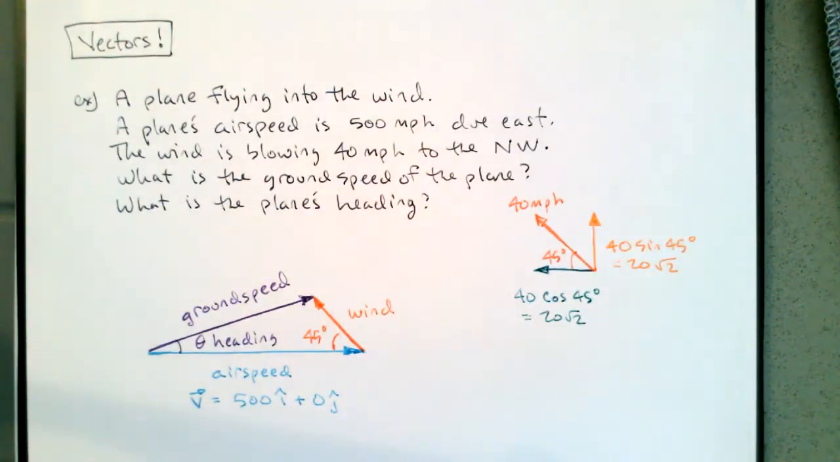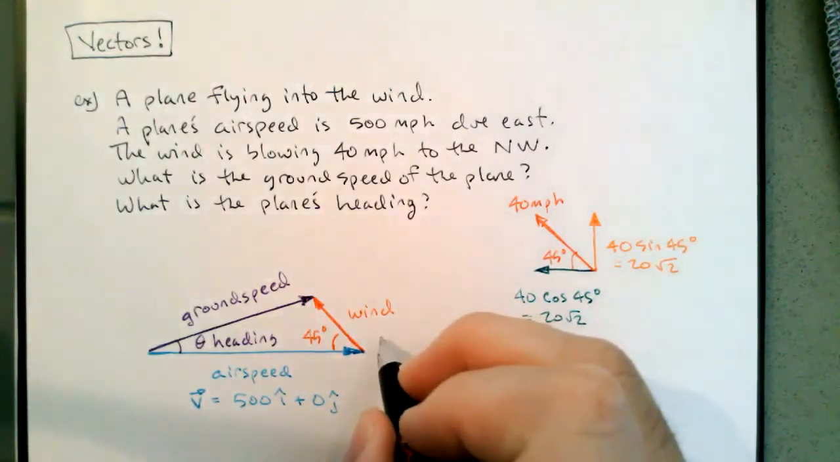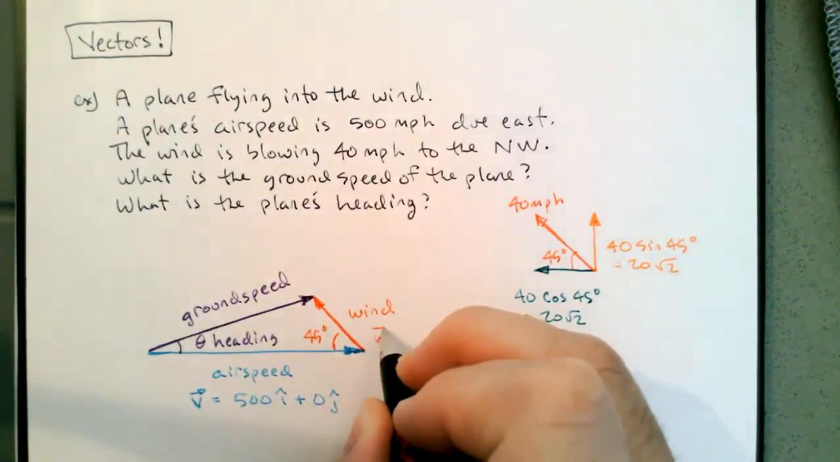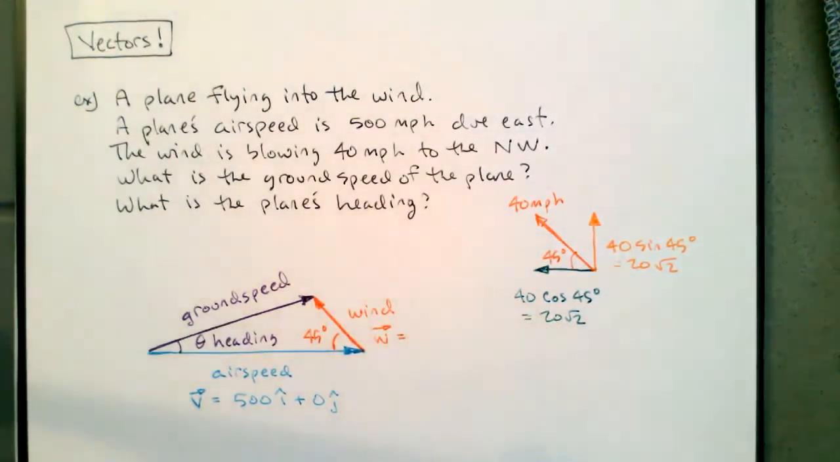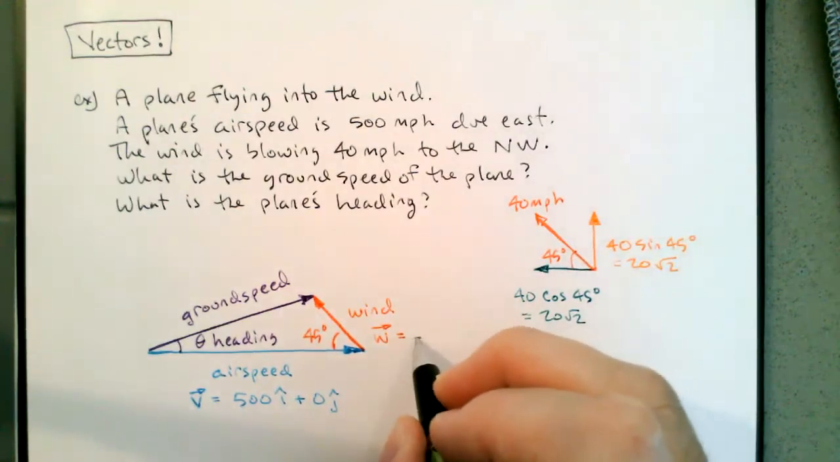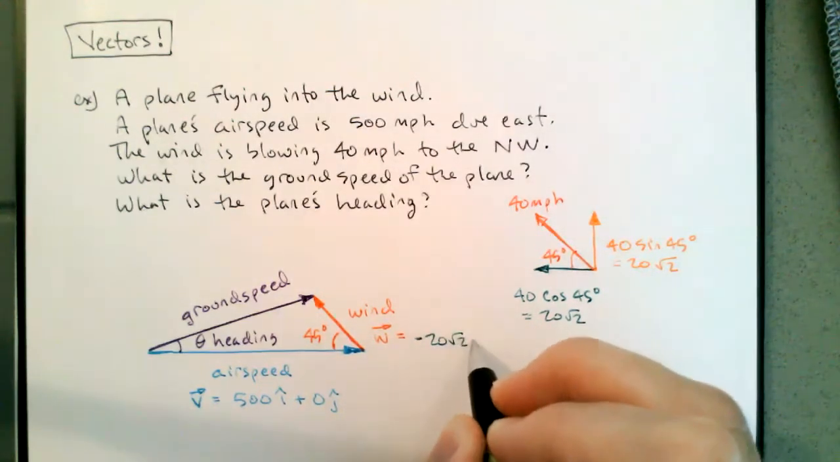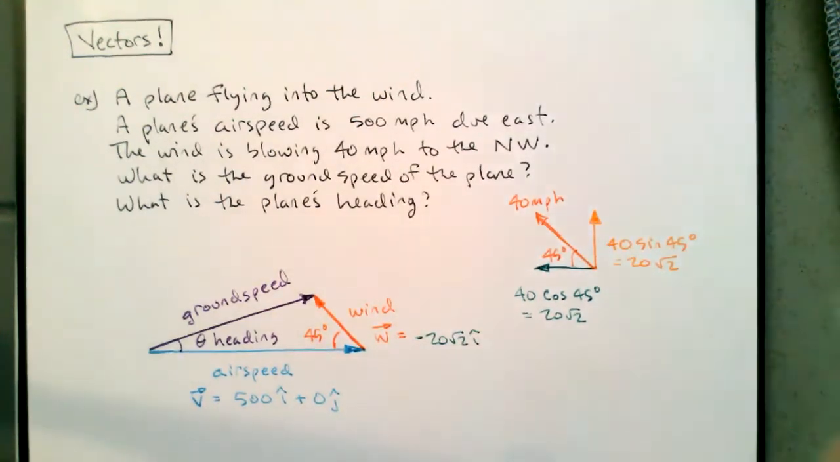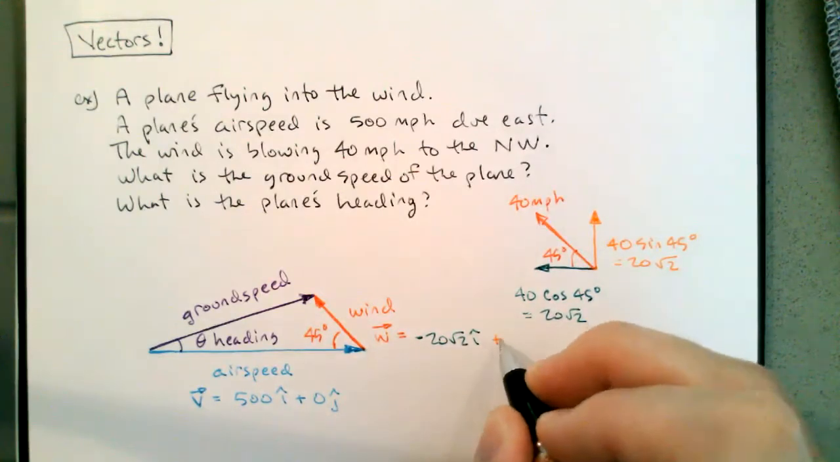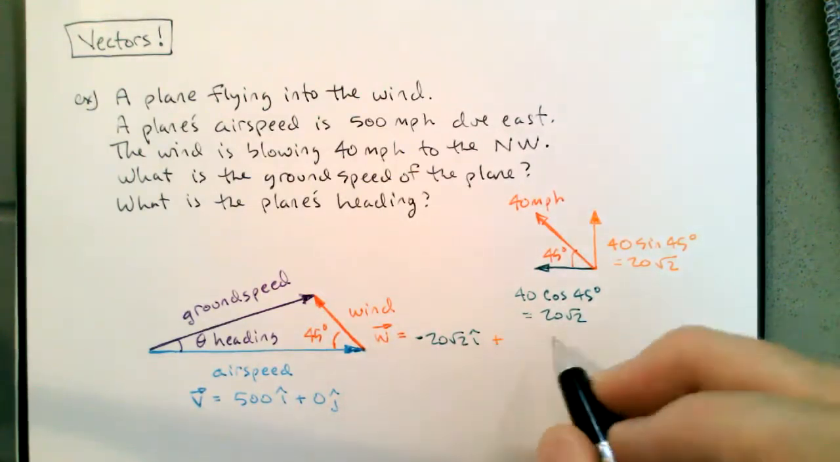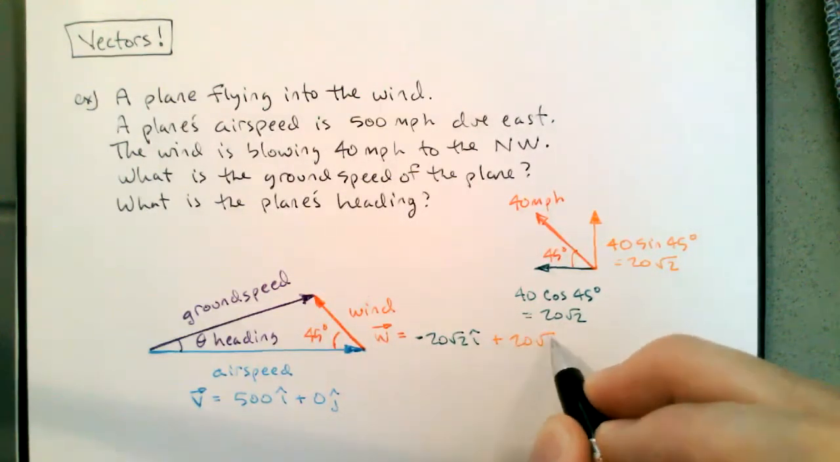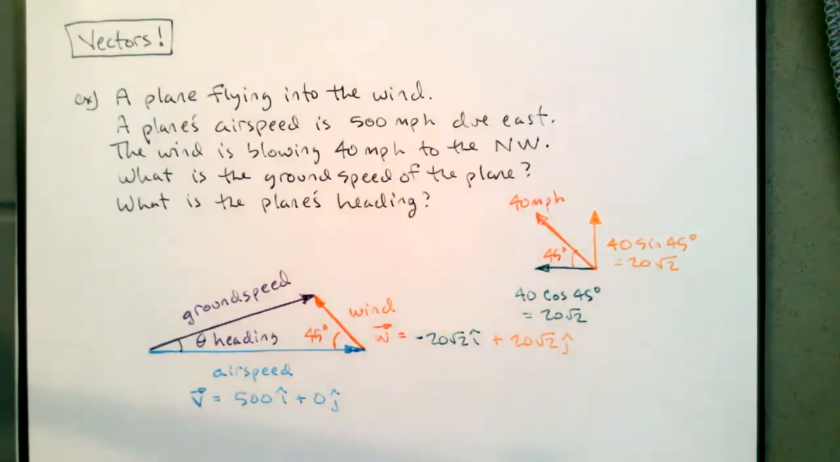So when I write the components of the wind, my horizontal component is going to the left, so I'm going to call it negative. So my wind vector is going to be negative 20 √2 I plus 20 times the square root of 2 j.